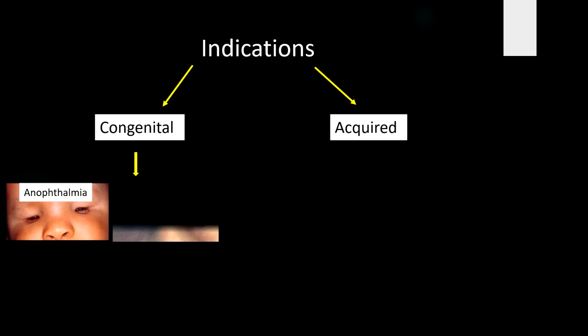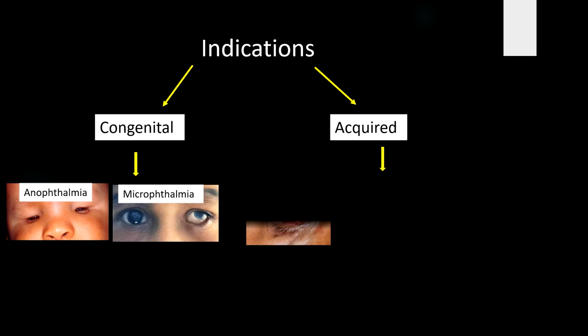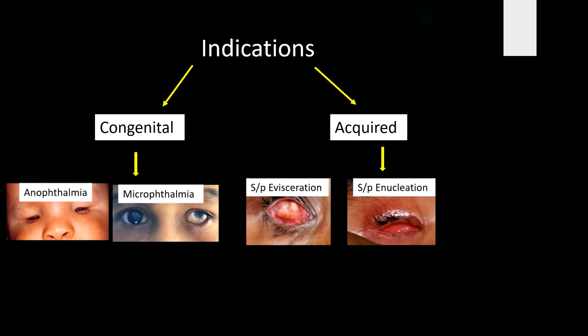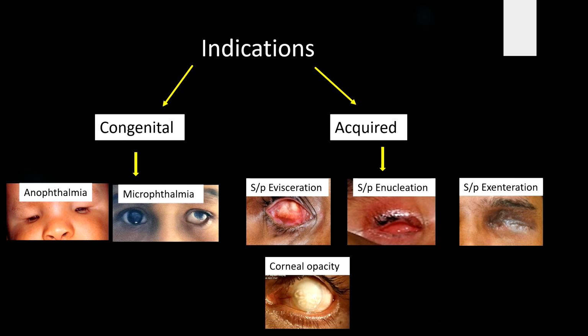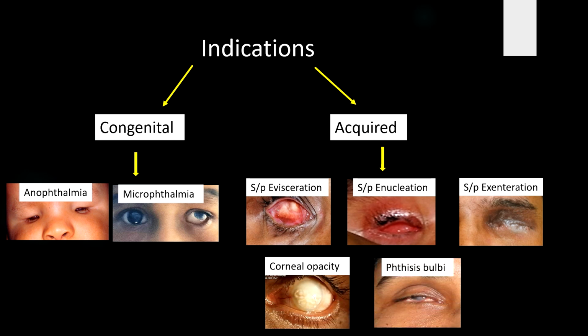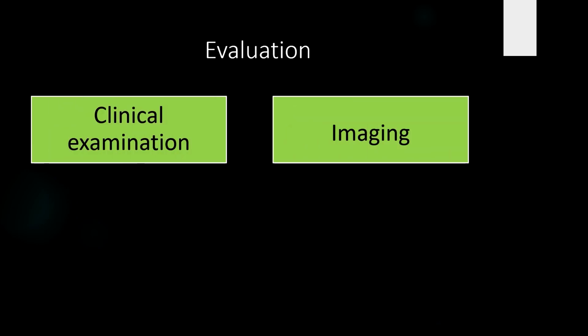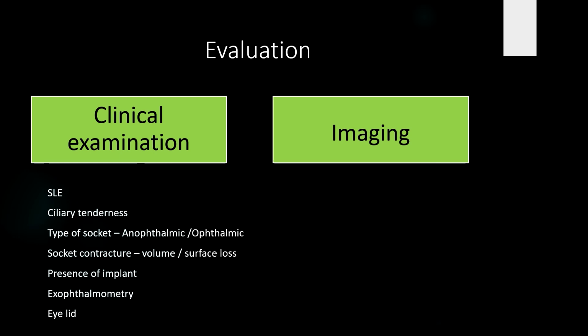Congenital causes include anophthalmos and microphthalmos. Acquired causes may include status post evisceration, enucleation, or exenteration. Causes of corneal opacity with nil visual potential and phthisical eye. A thorough evaluation is done before choosing an appropriate method, including detailed clinical examination and appropriate imaging in selected cases.